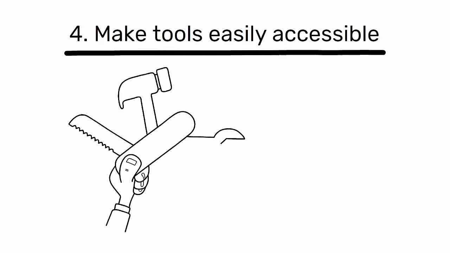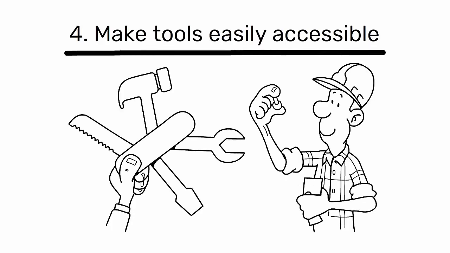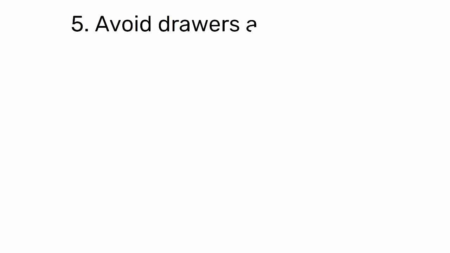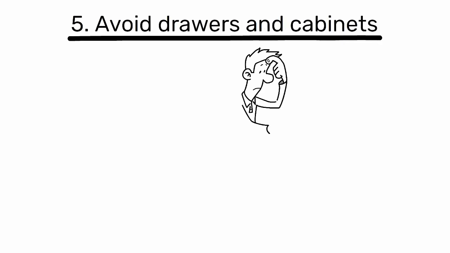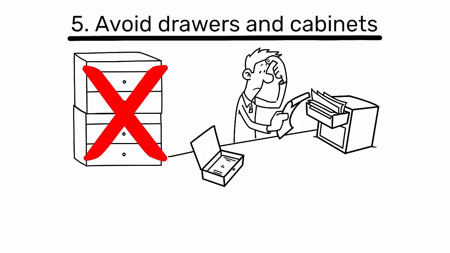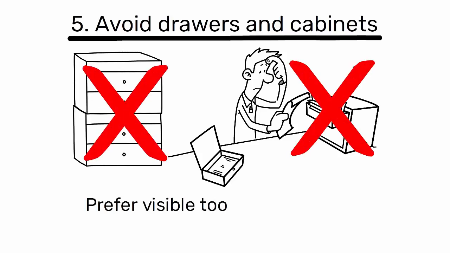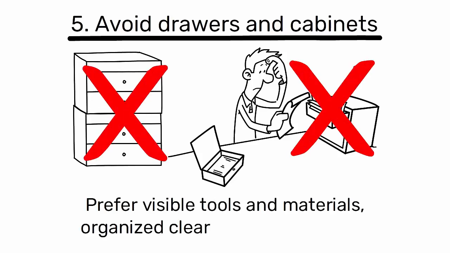4. Make tools easily accessible. Position frequently used objects within reach. 5. Avoid drawers and cabinets. Cabinets and drawers often become places of accumulation and confusion. Prefer visible tools and materials, organized clearly and functionally.